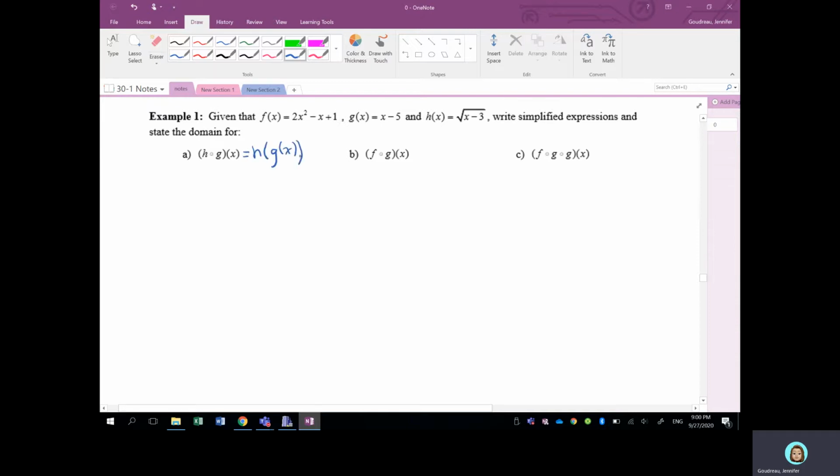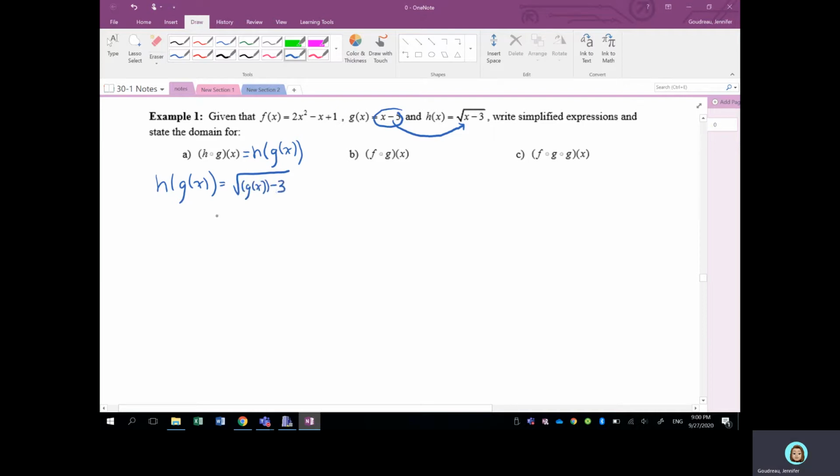What does that mean? That means we are taking this entire function of g at x and substituting it in for the x in h at x. So for h, we can plug in the letters g at x, if that helps. It is the square root of, instead of x minus 3, it's going to be g at x minus 3.